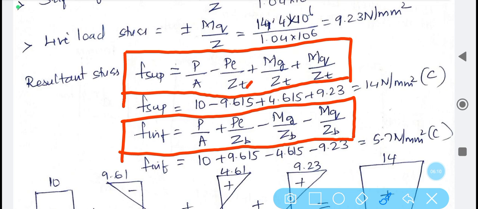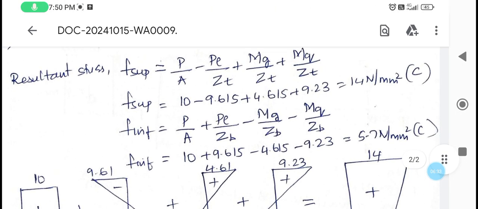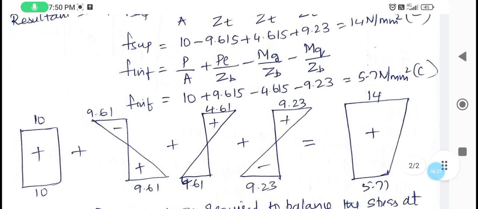See, this ZT and ZB is a generalized expression. As I've told you, it is a rectangular problem, so we have a common Z value. However, this value varies for I sections or unsymmetrical sections or the flanged sections accordingly. After substituting, finally we get the stress at the topmost fiber as 14 Newton per mm square and the bottom as 5.7 Newton per mm square.